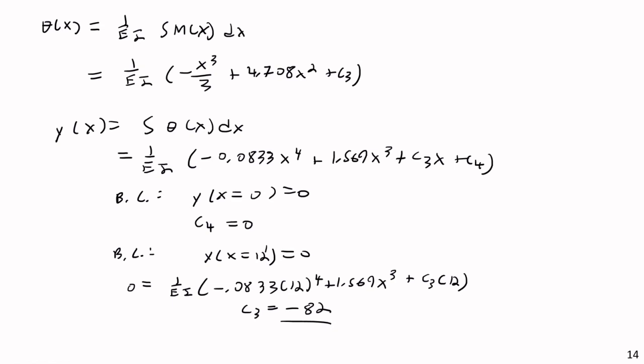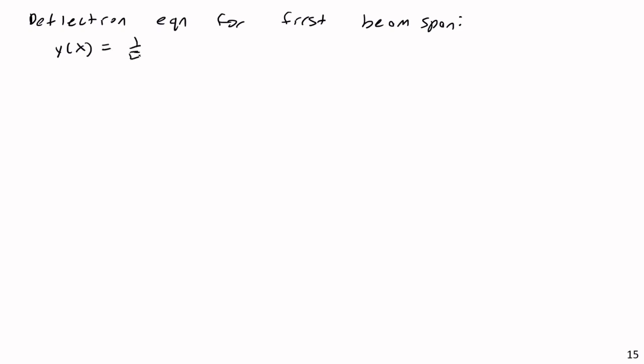Then I now have my complete y as a function of x expression. So my deflection equation for the first beam span is y as a function of x equals 1 over EI times negative 0.0833x to the fourth plus 1.569x to the third minus 82x.